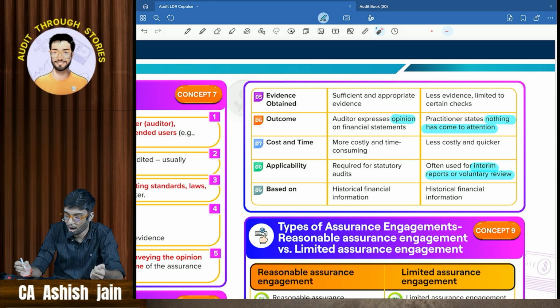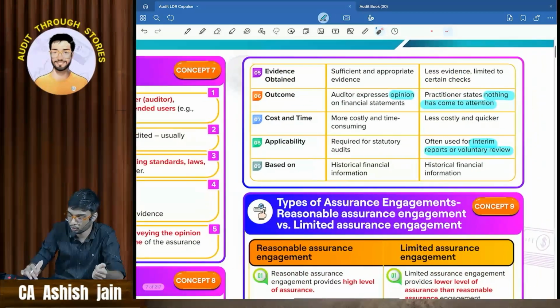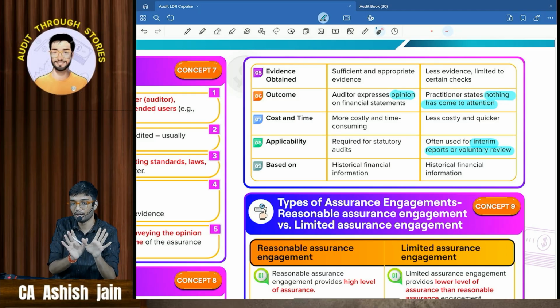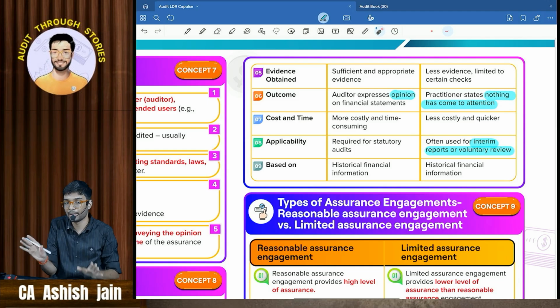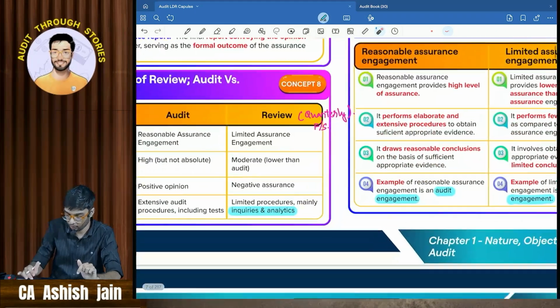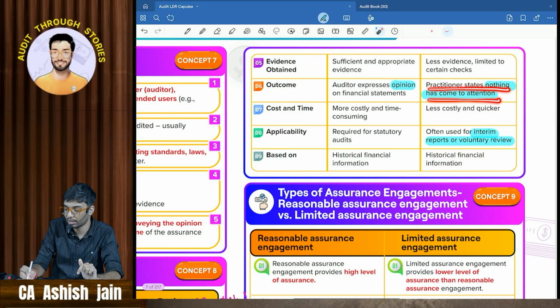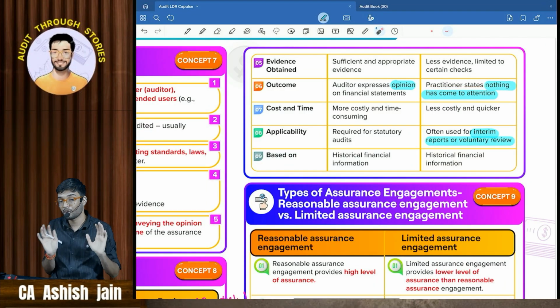Then comes the outcome. The auditor is going to give an opinion. Here the wording the practitioner is going to use is: practitioner states nothing has come to our attention. We ourselves don't know; in our opinion nothing has come to our attention whether the financial statements of this particular company don't show a true and fair view or something. He's going to give a negative opinion. You can see that negative assurance is being given. These wordings look like negative wordings. You can feel that nothing has come to our attention, we don't know.